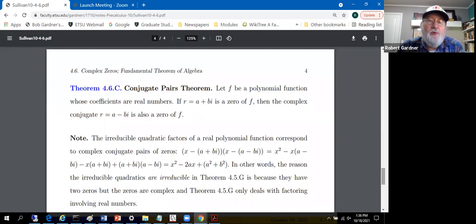In the direction of the proof, theorem 4.6.c is called the conjugate pairs theorem and says, let f be a polynomial function with coefficients that are real numbers. If r equals a plus bi is a zero of this polynomial function with real coefficients, then the complex conjugate, r conjugate (a little typo there, that should read r conjugate), equals a minus bi is also a zero of the function. So if a plus bi is a zero, then a minus bi is also a zero of a polynomial with real coefficients. Let's look at the proof of that.